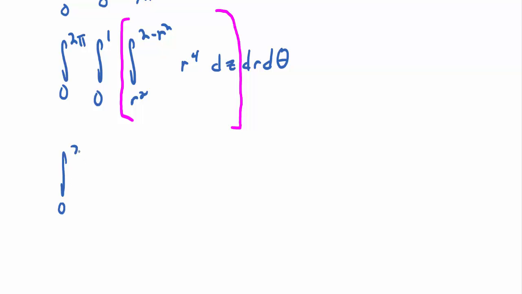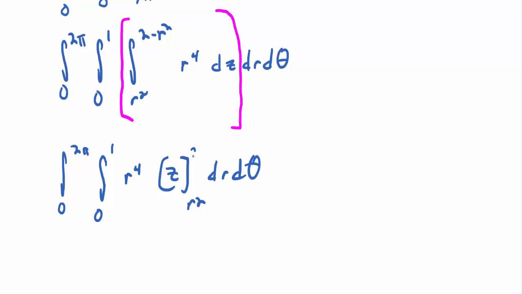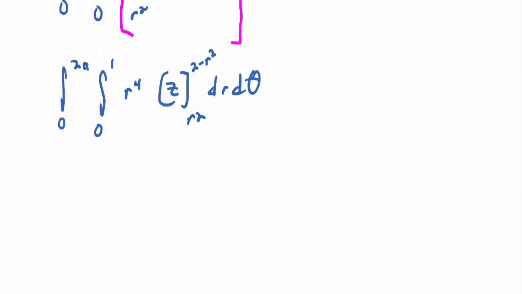The integral from 0 to 2 pi, integral from 0 to 1. I could put the r to the fourth on the outside, and then if I integrate with respect to z, I just get z evaluated from r squared to 2 minus r squared. So it could look like that. There's no reason to include r to the fourth inside those brackets, in other words. Okay, so let's do that.